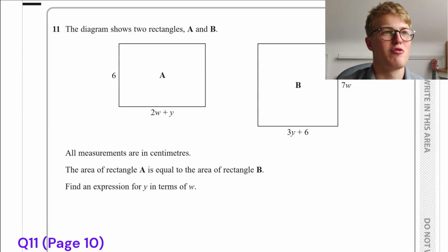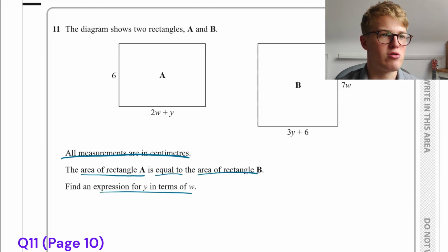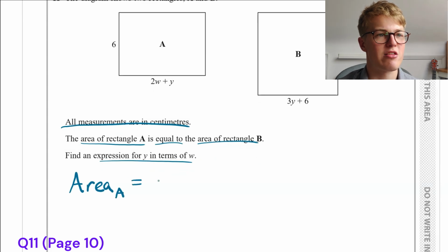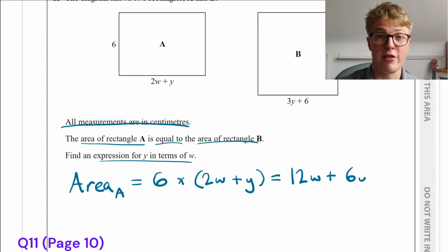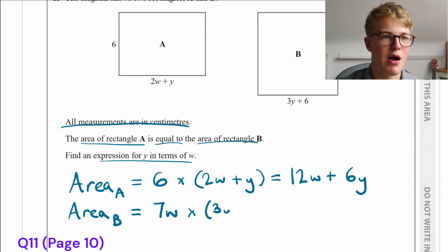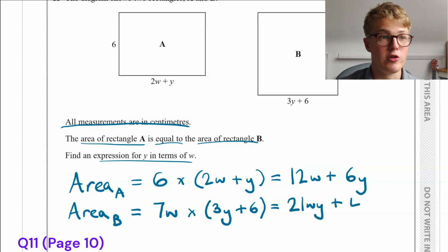The diagram shows two rectangles A and B. All measurements are in centimetres. The area of rectangle A is equal to the area of rectangle B. Find an expression for y in terms of w. So the area of A is going to be 6 times 2w plus y. This expands to 12w plus 6y. The area of B is going to be 7w times 3y plus 6, and this expands to 21wy plus 42w.